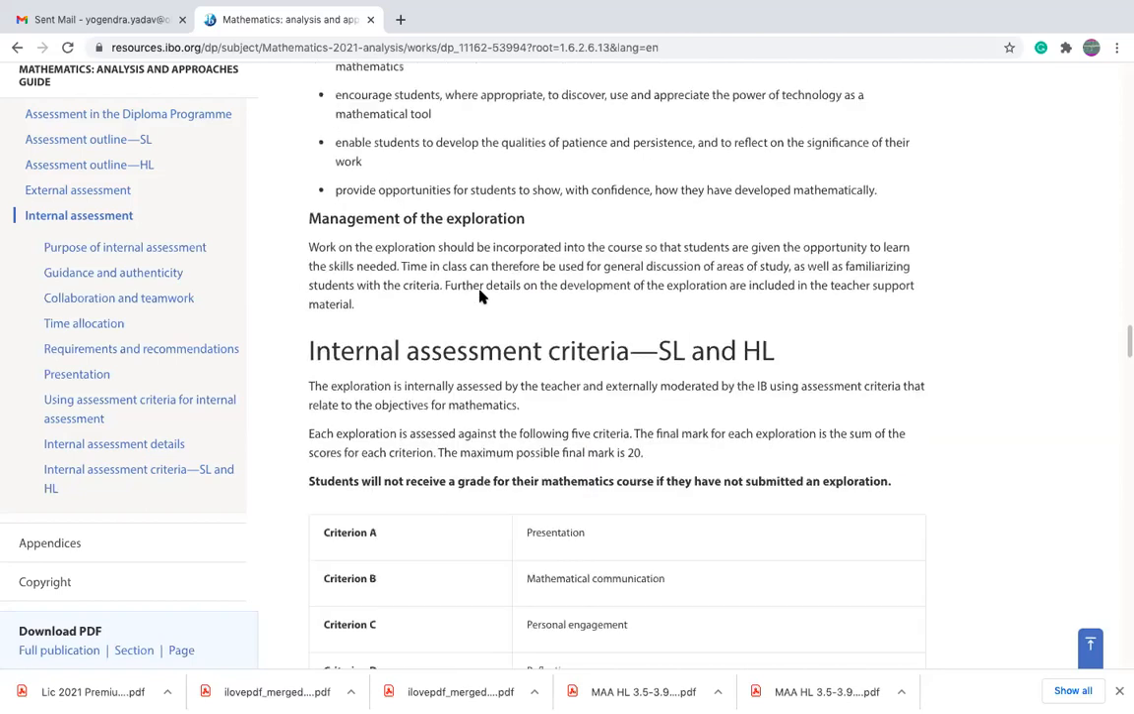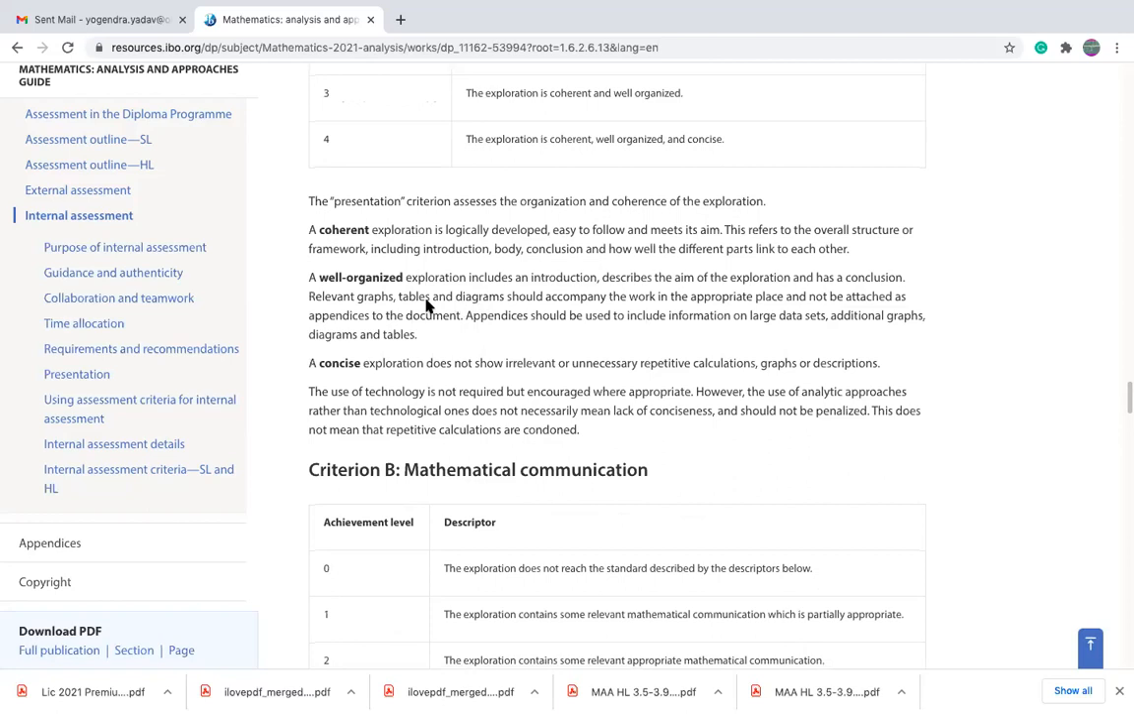Let's just go over, in depth but quickly, the things that we just talked about. So coherence: well organized and concise. These are the words that I discussed. A coherent exploration is logically developed, easy to follow, and meets the aim. If it doesn't meet the aim of the exploration, you have put in some random stuff. Remember that this refers to the overall structure of the exploration, including the introduction, body, conclusion, and how well the different parts are linked. And for this, I recommend my kids write in essay format.